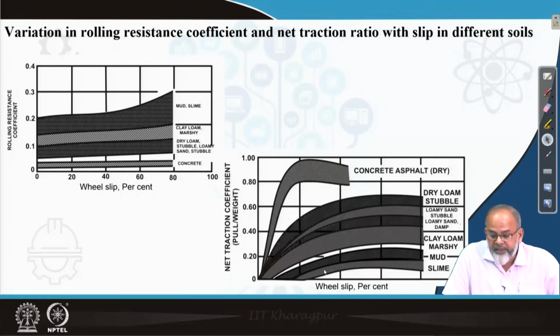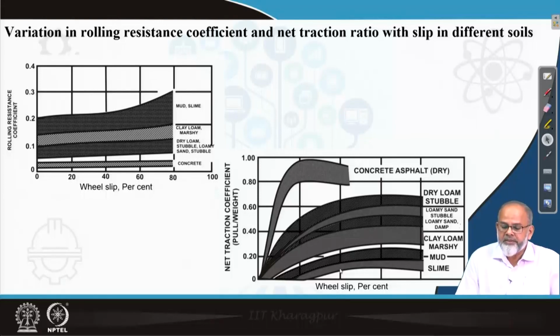So why are you getting more COT in the case of concrete? Because rolling resistance is less. The thrust which is developed, minus rolling resistance, will give you pull. So rolling resistance is less, so pull is more. Even if the thrust is the same, pull is more in the case of a concrete surface. Whereas in the case of mud, because of the higher rolling resistance, thrust minus rolling resistance will reduce the pull, hence COT is reduced. This is one thing.